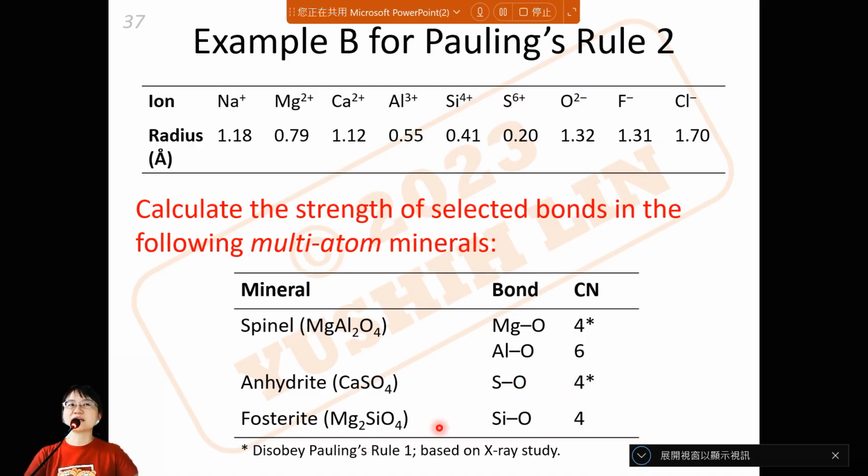This happens. In Pauling's rule, it's pretty much an idealized world. And in reality, there are always exceptions. These two disobey Pauling's rule 1. And these are their actual coordination based on X-ray analysis.